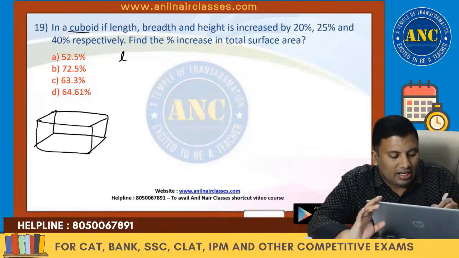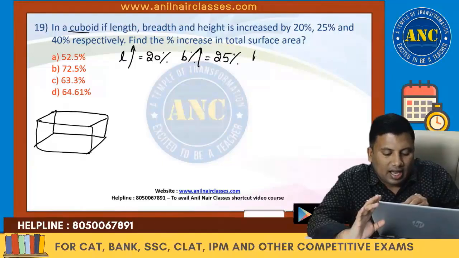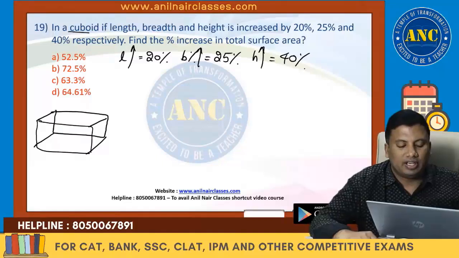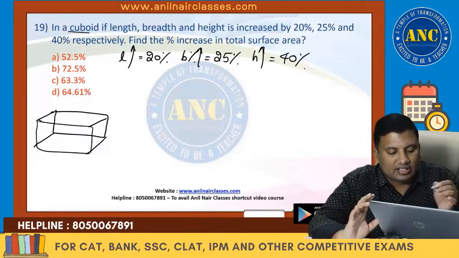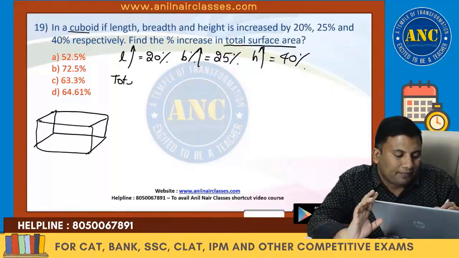Length is increased by 20%. Okay. Breadth is increased by 25%. Height is increased by 40%. Length increased, breadth increased, height increased. Find the percentage increase in total surface area.